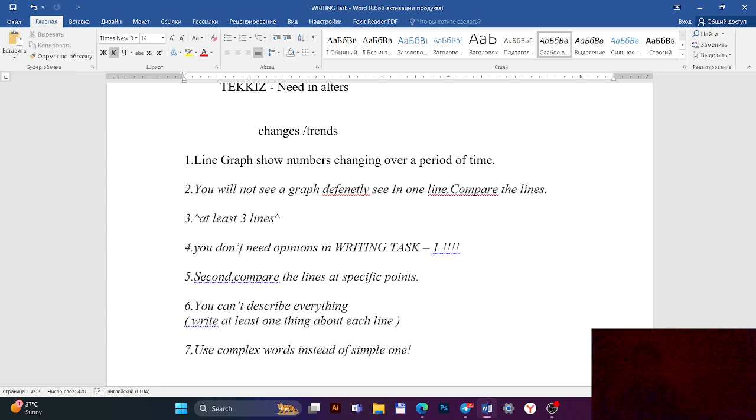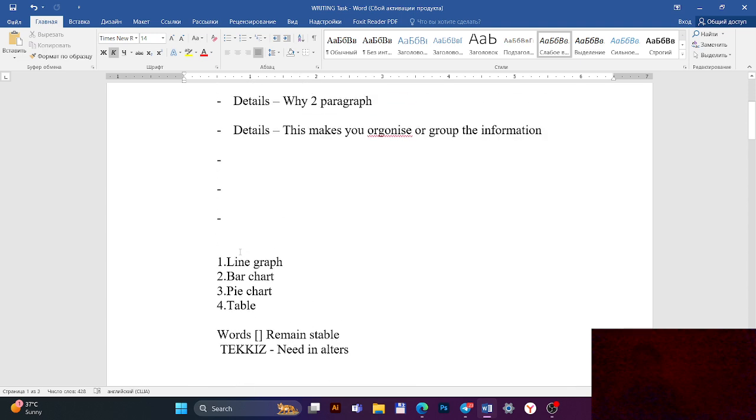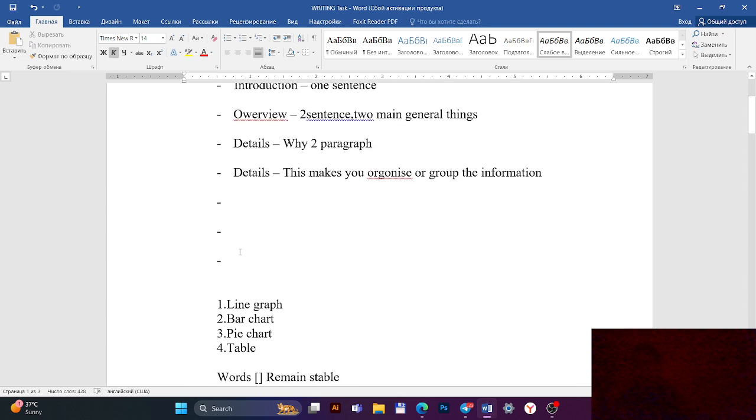And second, compare the lines at specific points. You can't describe everything. Write at least one thing about each line, and use complex words instead of simple ones. Also, you need to use the common table types. For example, in task 1 there can be a line graph, bar chart, pie chart, or table.